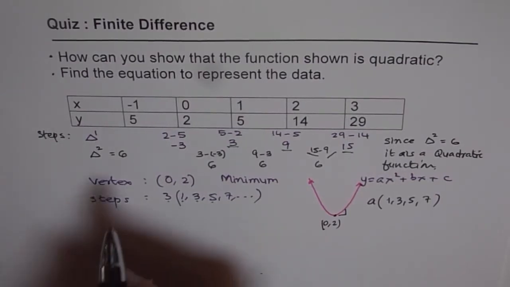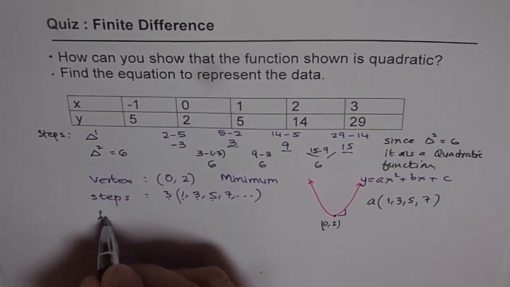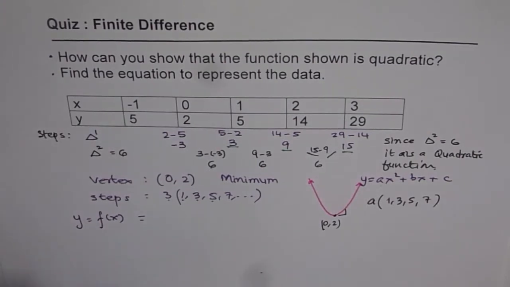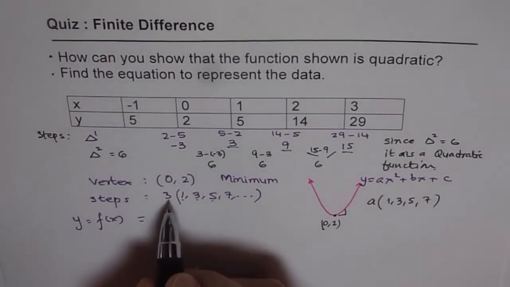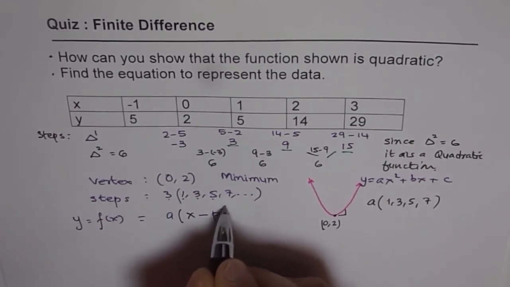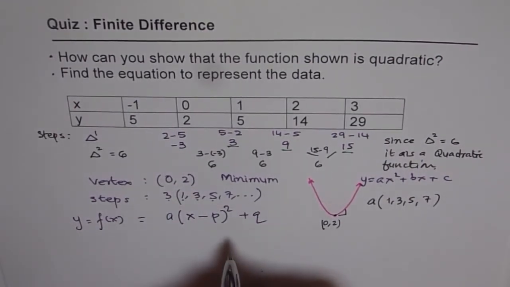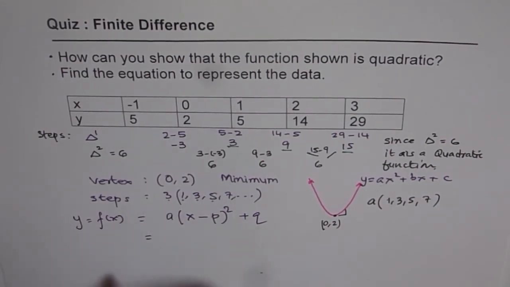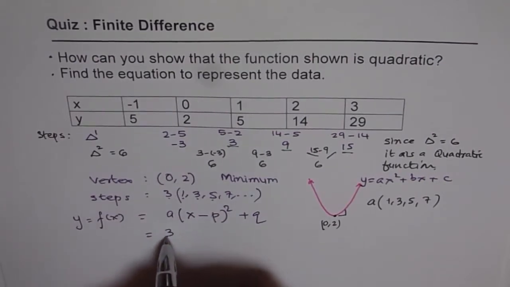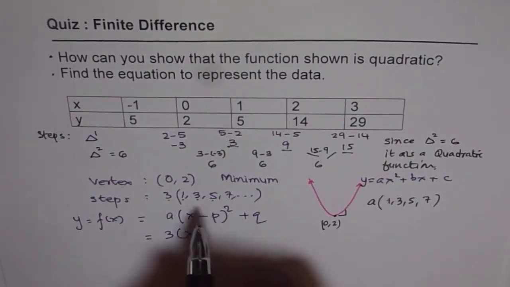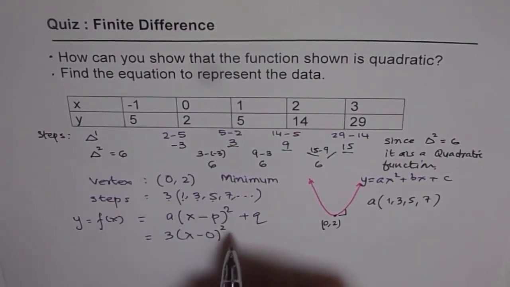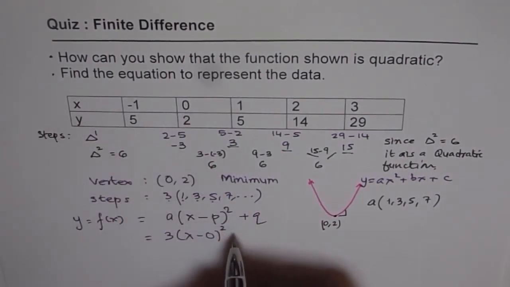Now you know the steps now. So from here we can write a quadratic function. So we say f of x, or we can write y equals to whatever you feel comfortable with, right? Normally it will be a times (x minus p) whole squared plus q, right? That is the vertex form. Now in this we know a is positive 3. We are going up by 3 times 1, 3, 5, 7, right? And the vertex is at 0, 2. So p is 0. I'm writing 0 with a purpose so that you understand. Sometimes it could be a different point, right?